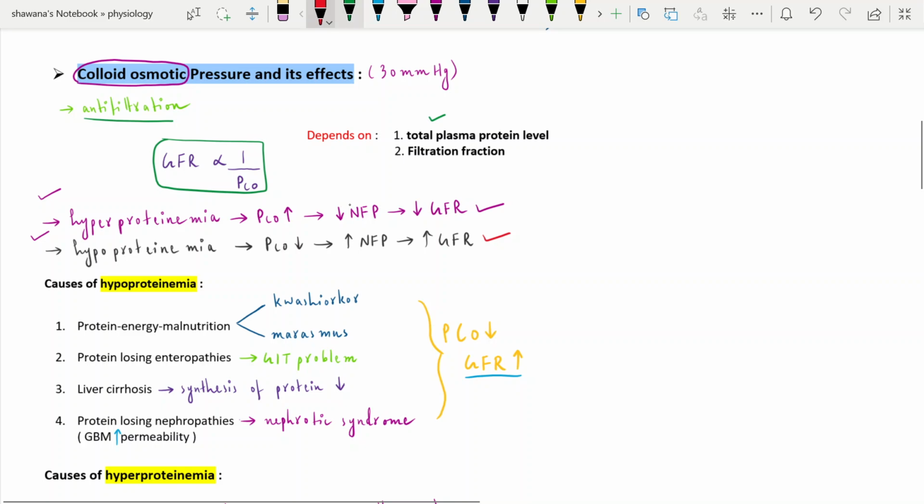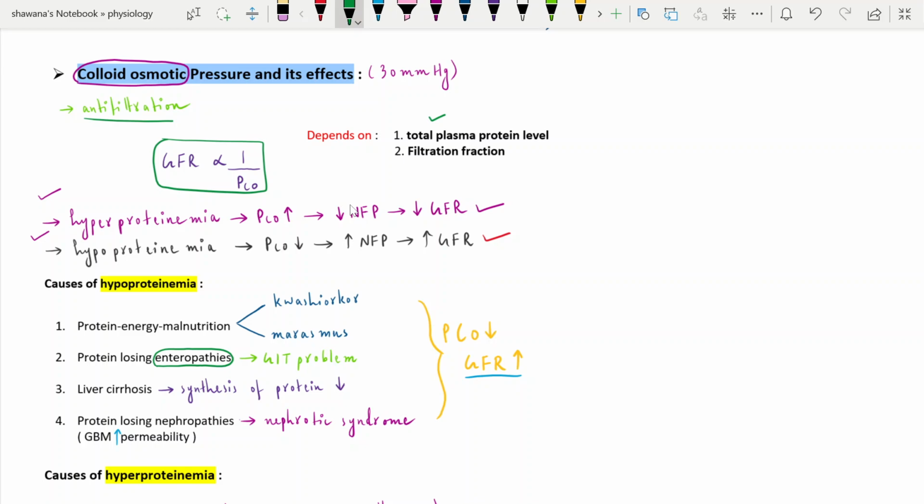Protein losing enteropathies means that something is damaged in the GIT. GIT problems can lead to protein loss. The proteins are not properly absorbed from the GIT, so it leads to hypoproteinemia. The third is liver cirrhosis. In case of liver cirrhosis, the liver becomes dysfunctional, and a lot of proteins are synthesized in the liver. So the main factory for the manufacturing of protein is not working. Synthesis of protein will decrease and it eventually leads to hypoproteinemia.